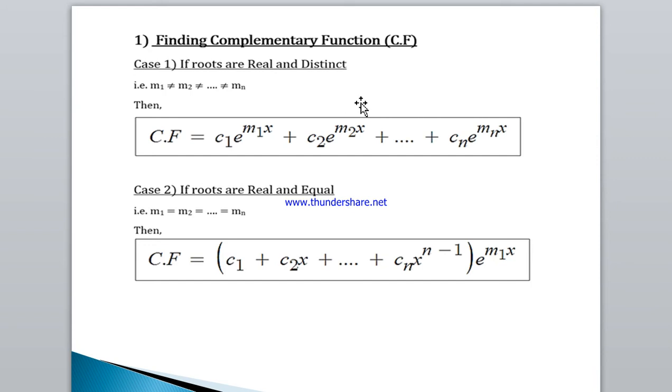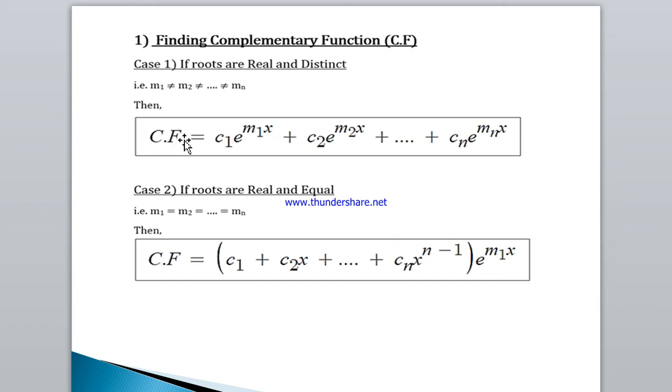After finding the roots, we can go to the types of roots, and you can write the complementary function. First case: if roots are real and distinct. So the roots are real and all are different, that is, there are n number of roots. So we can write m1 not equal to m2 not equal to so on, not equal to mn. All the roots are real and distinct.